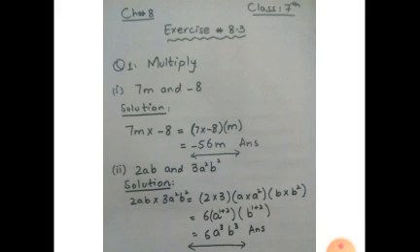Here are some rules. First of all, we multiply the numeric values with the numeric values. While multiplying, first we separate the numeric values, then we separate the like variables, and then we multiply them. Here in part 1, that is 7m and minus 8.